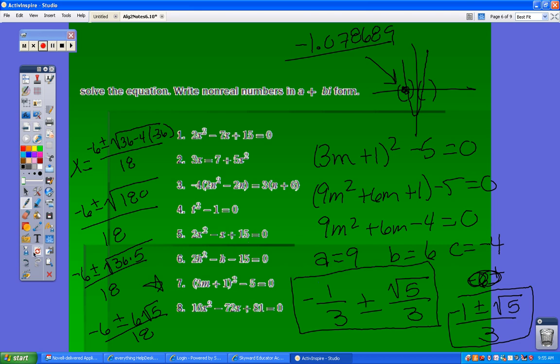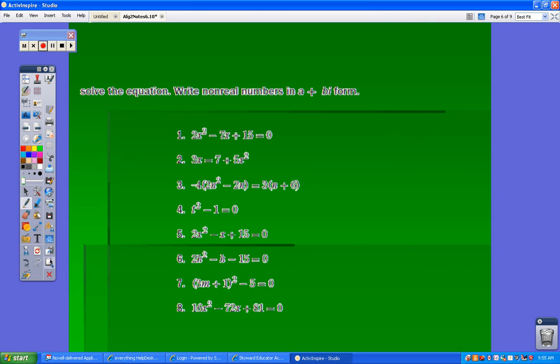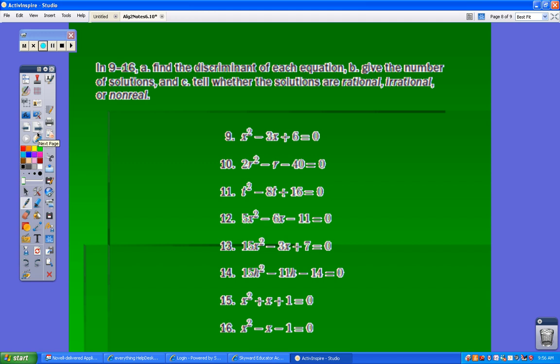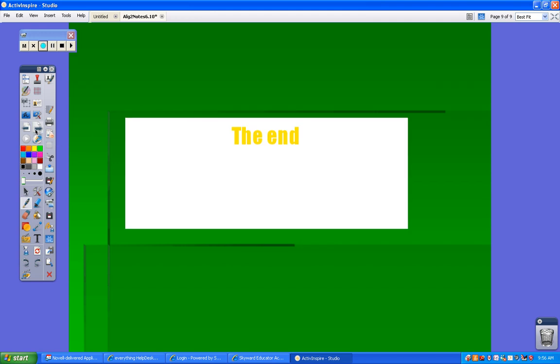We could do more of these if you have questions. Ask me in class tomorrow, and I'm happy to go over them with you. Okay, give the real part and the imaginary part of these. These are ones we've already done. We just did some of those.